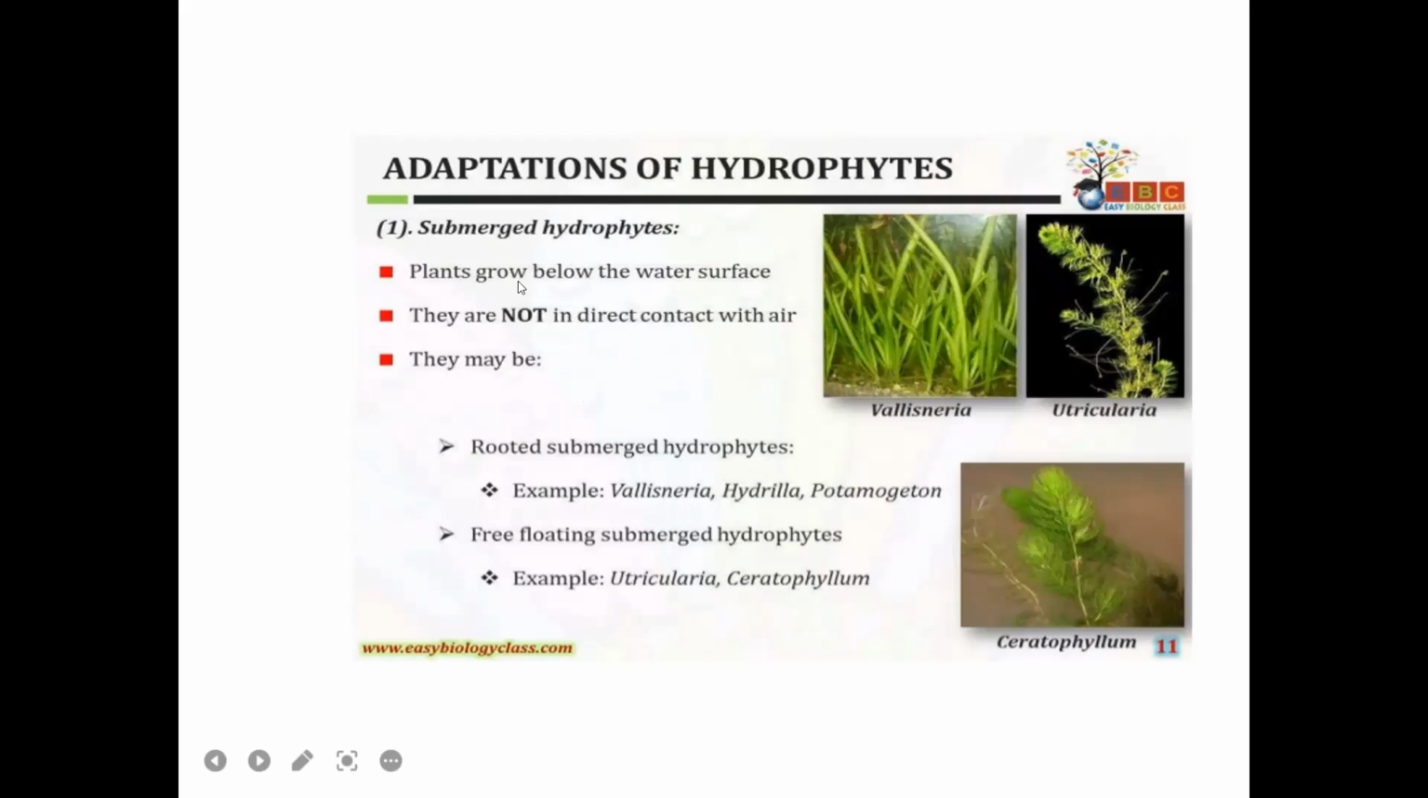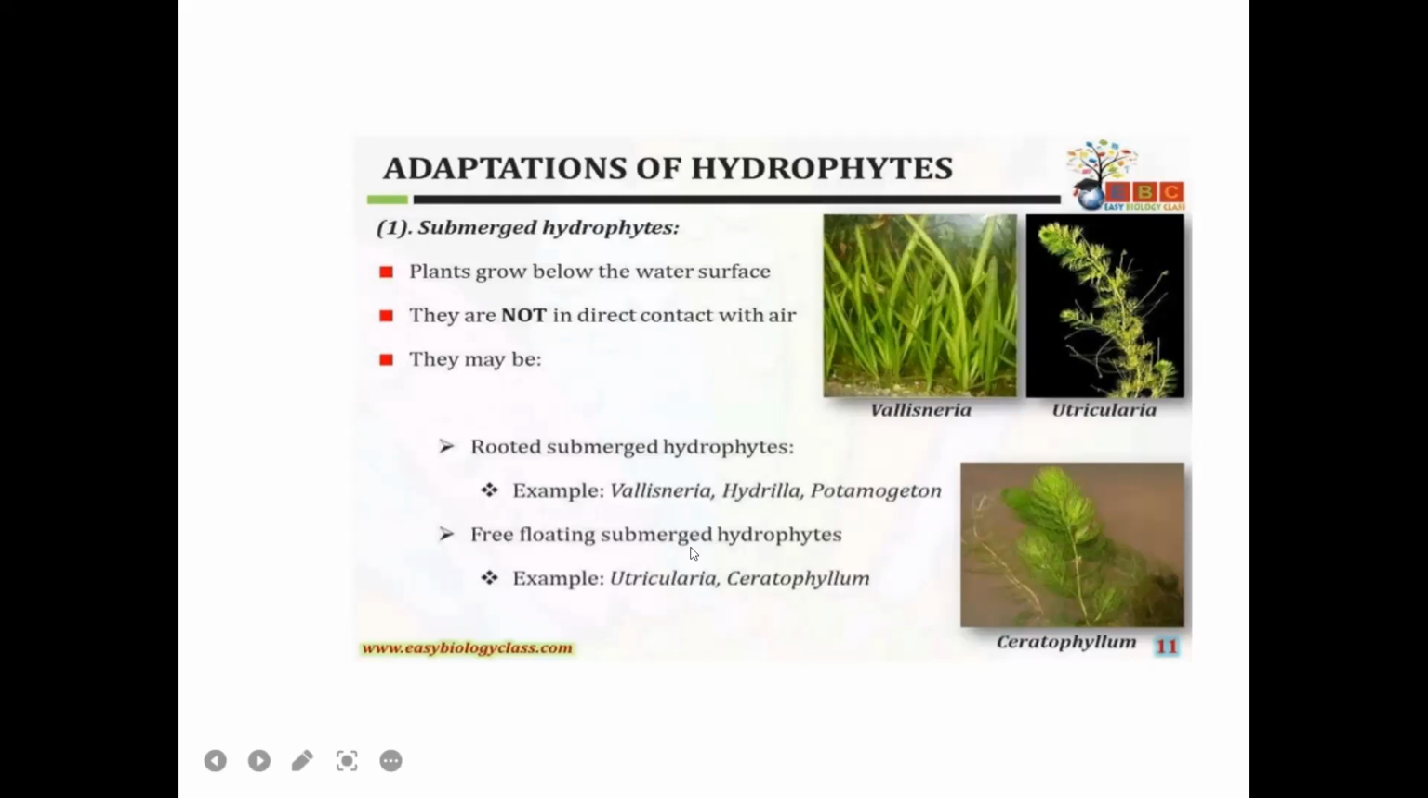Submerged means they are present inside the water, with no direct contact with the air. Again, these submerged hydrophytes are classified into rooted submerged and free floating submerged. The first one is the rooted submerged hydrophytes, which means the submerged hydrophytes contain roots. Examples for rooted submerged hydrophytes are Vallisneria, Hydrilla, and Potamogeton.